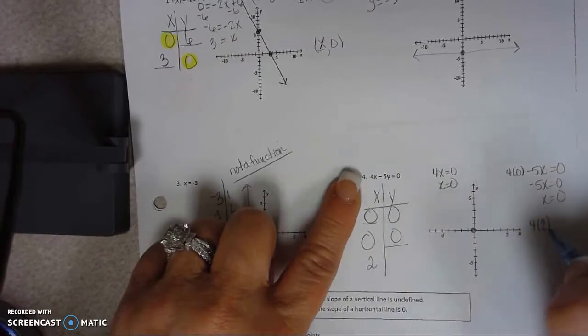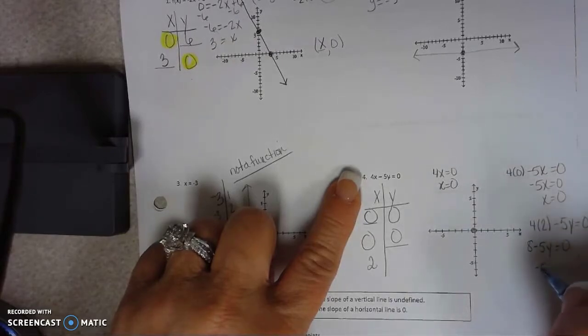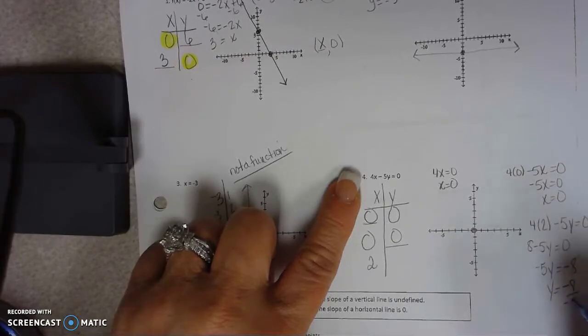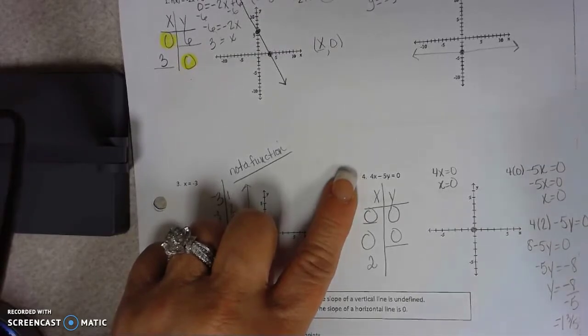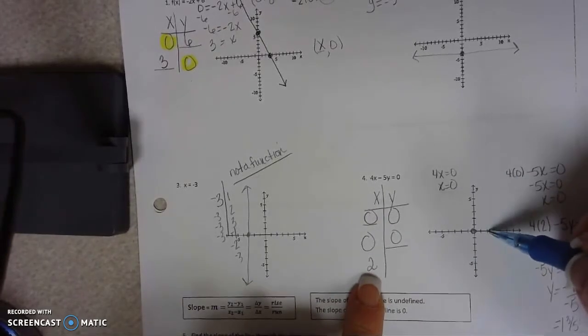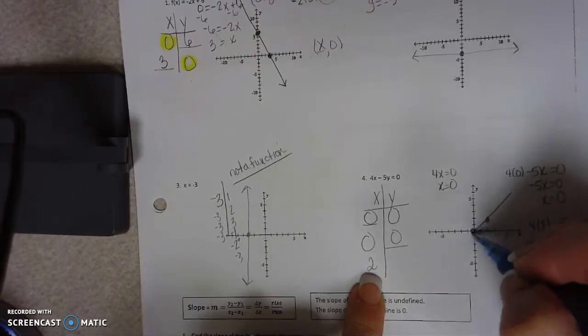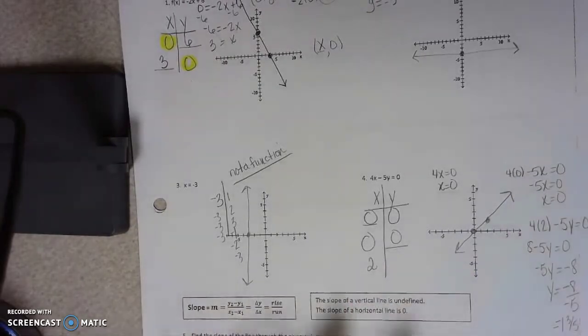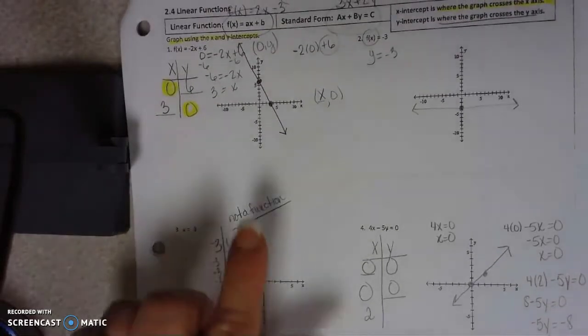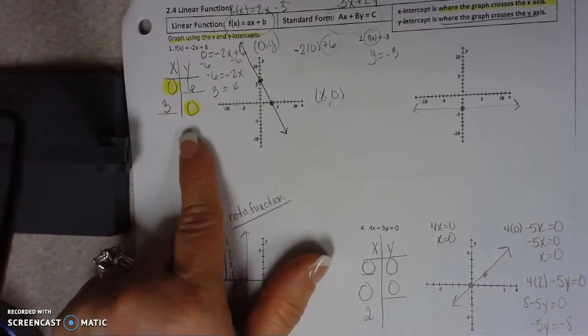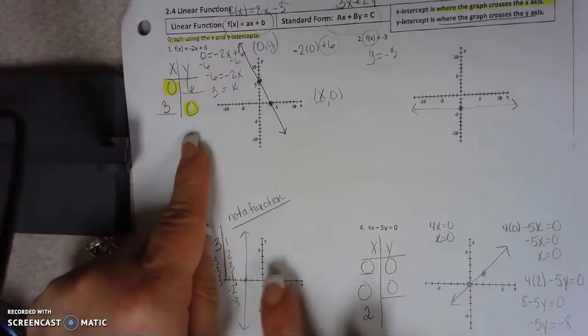4 times 2, and then you just plug in your independent variable and find your dependent variable. Negative 5y equals negative 8. Well, that's kind of an ugly number, isn't it? I didn't plan too well there. That is 1 3/5. So when x is 2, y is 1 3/5. We'll just guesstimate there. And that's your graph.